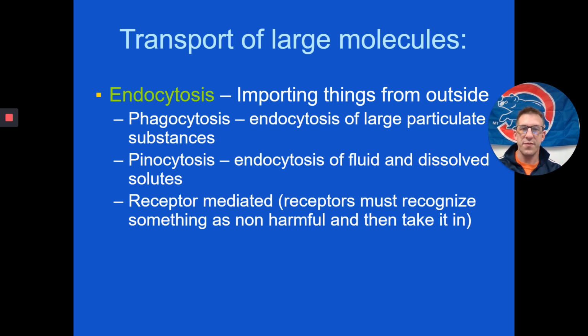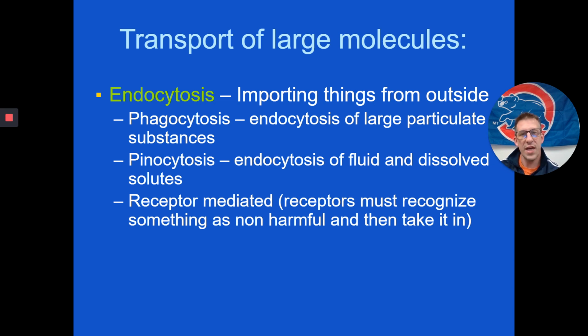Phagocytosis is the specific term that describes the cell wanting to bring large particulate substances into its body. In other words, phagocytosis is the cell's ability to eat. It's eating food. So phagocytosis is eating food. All right. Pinocytosis is a word that describes endocytosis of fluid and things dissolved in fluid. So you can think of this as the cell drinking. So pinocytosis is the cell drinking. Phagocytosis is the cell eating food.